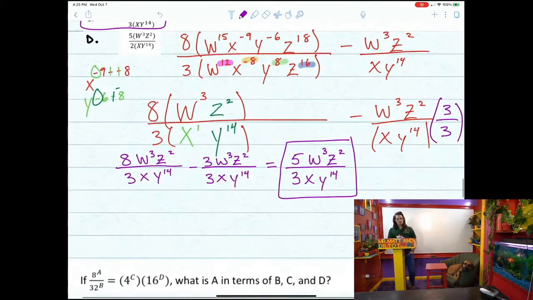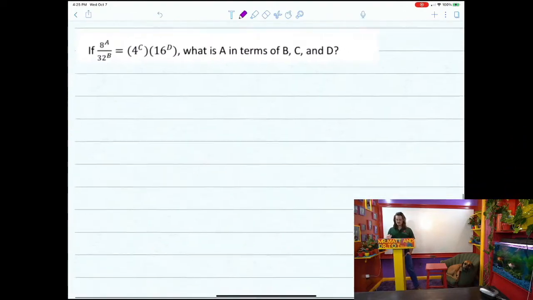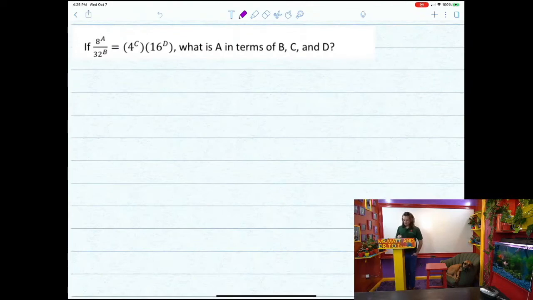If you have any questions, please let me know. Otherwise, let's look at this last problem. This will be the last problem for today's session. I'll give you 2 minutes, and then I'll give you some hints. Remember that A in terms of B, C, and D is just a fancy way of asking you to isolate for A. Everything on the other side with B, C, and D on it or in it will be your answer. So just isolate for A.